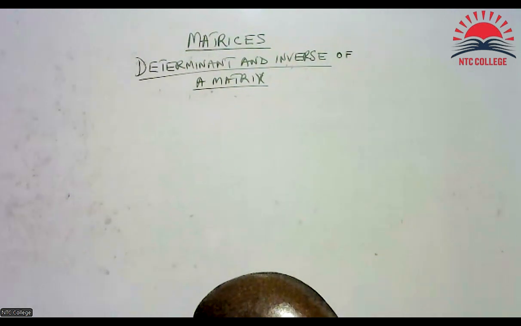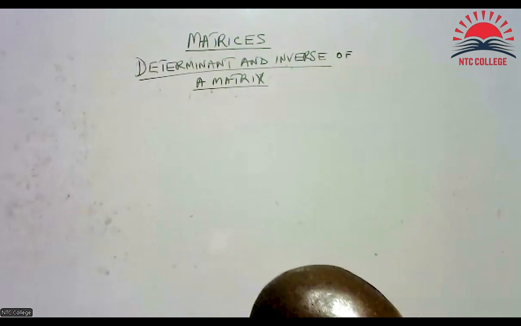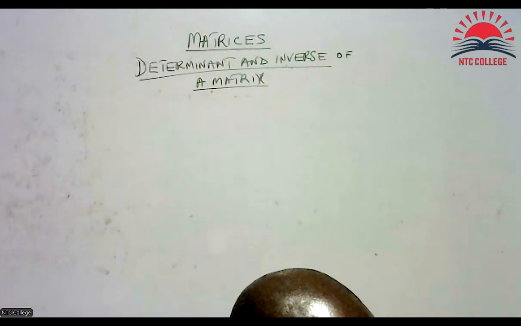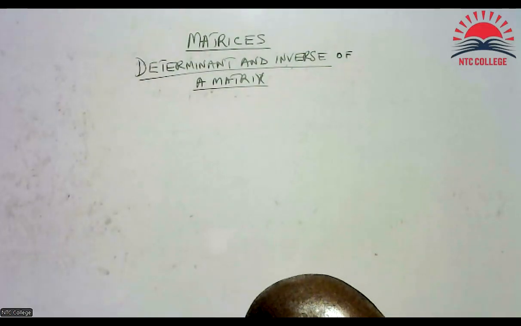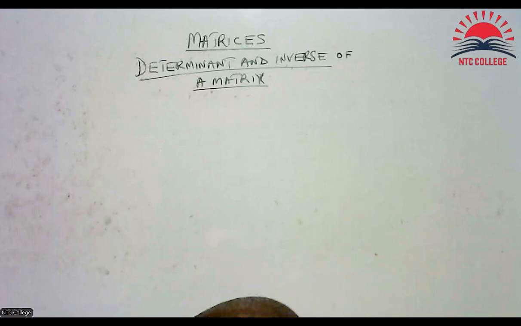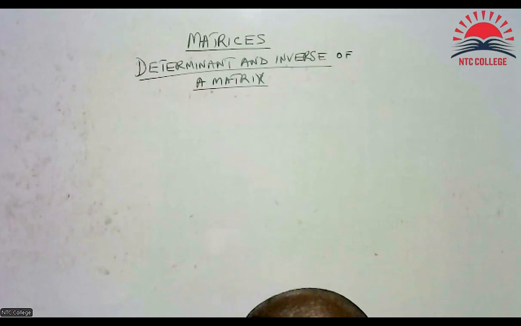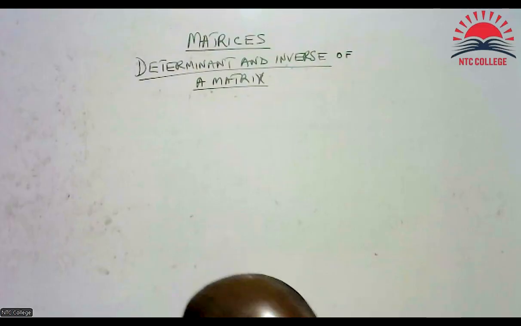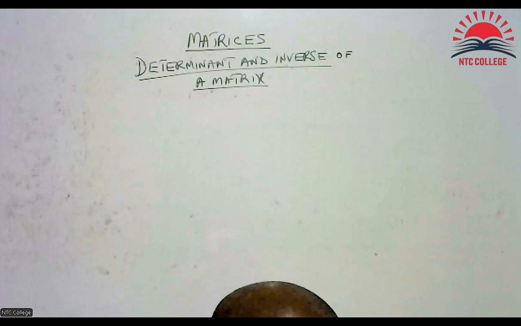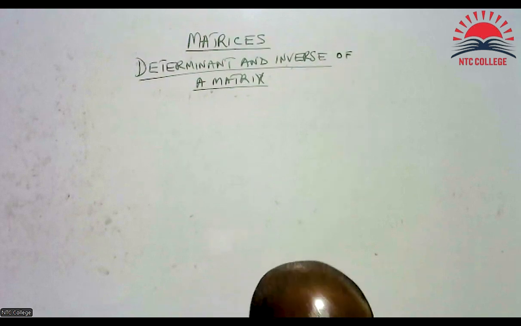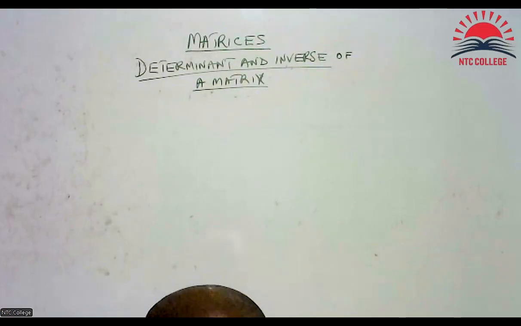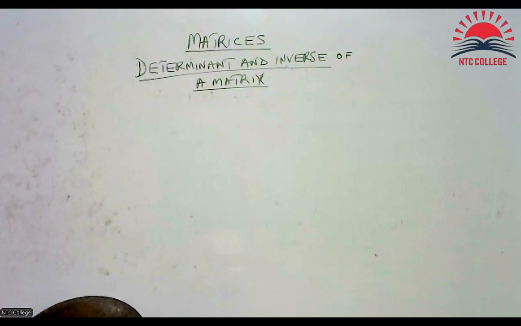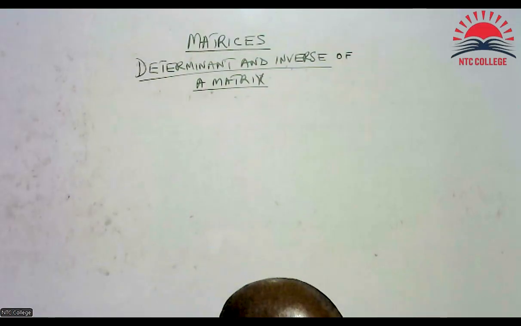Particularly, we looked into the meaning of equal matrices. We defined identity matrix, diagonal matrix. We also defined scalar matrix. And just to remind us, the identity matrix, scalar matrix, and diagonal matrix are all square matrices. They are square matrices because they are of the same order. They must have the same number of rows and the same number of columns.